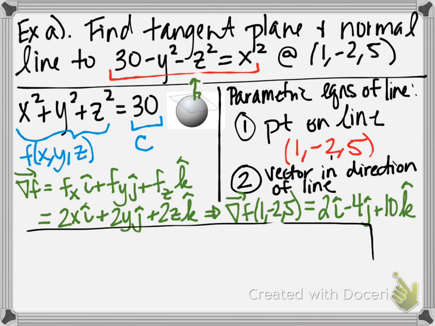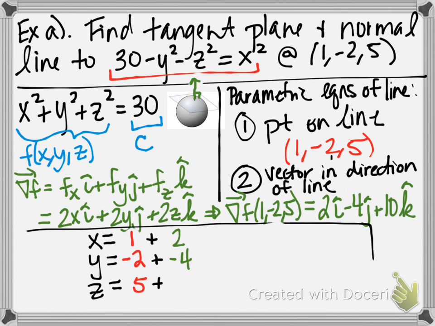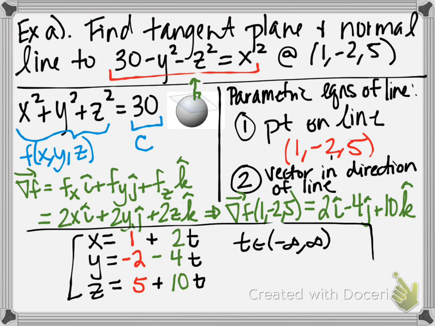So now we put all that together to get our parametric equations. So we have x equals, y equals, and z equals. We're going to start at the point (1, -2, 5). And then we want this line to move in the direction of our normal vector. And we're going to use t as the independent variable for these parametric equations. Okay, and so t goes from negative infinity to positive infinity, and that's how we trace out the whole normal line. Okay, so this is the equation for the normal line to this surface at this point.